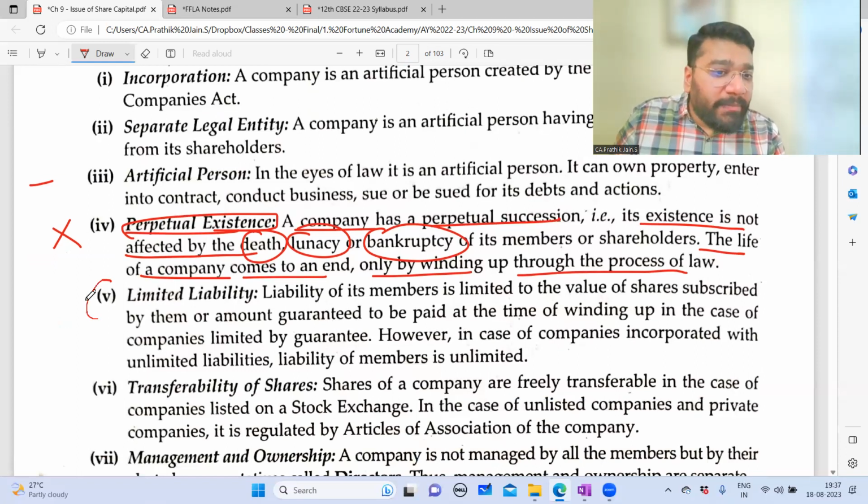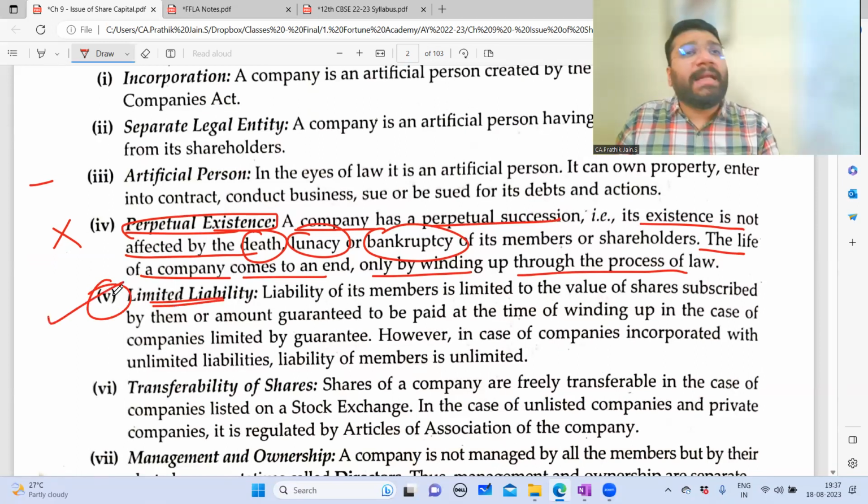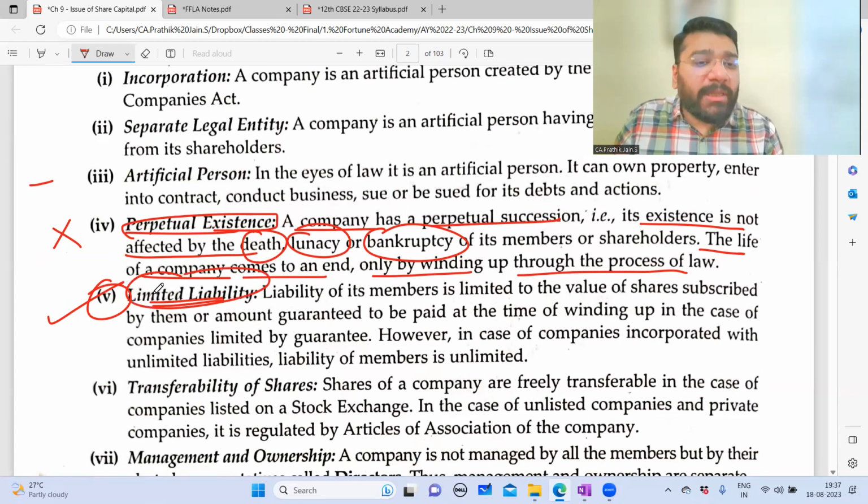Next point, limited liability. I'll be discussing this point in depth in the third class because there's a separate topic in one particular page where we discuss the limited liability. So as of now, I'm not discussing this. Sixth point, transferability of the share.